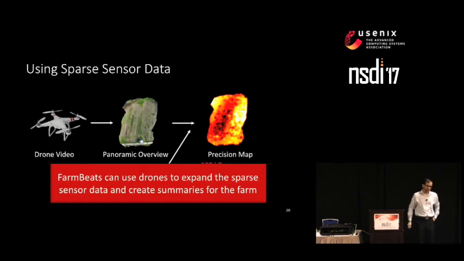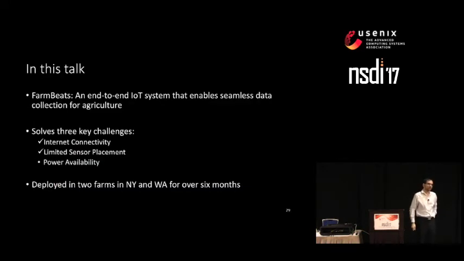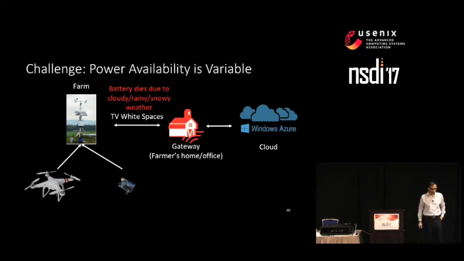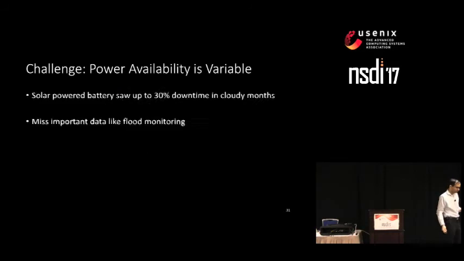Cool. So now let's talk about the third problem, which is power availability. As I told you before, power on the farm is really variable because of the weather. Solar power depends on weather, and sometimes it gets rainy, cloudy, snowy, and weather goes bad, and these batteries would die down. To understand this problem a bit more, we put a solar-powered battery on the farm, and we connected a fixed load to it. And we checked the amount of downtime that this battery faced. In some months which are cloudy, it could face as high as 30% downtime.